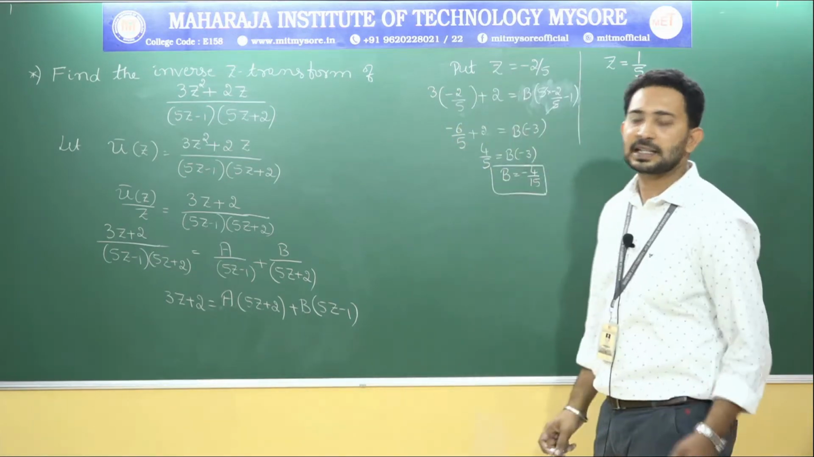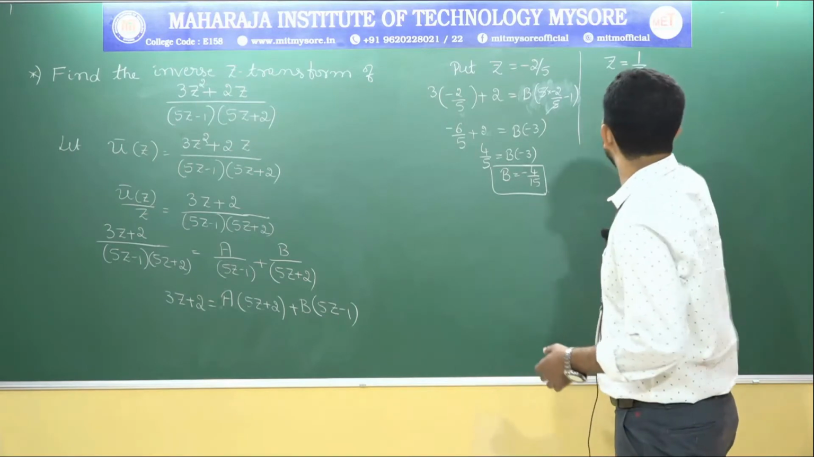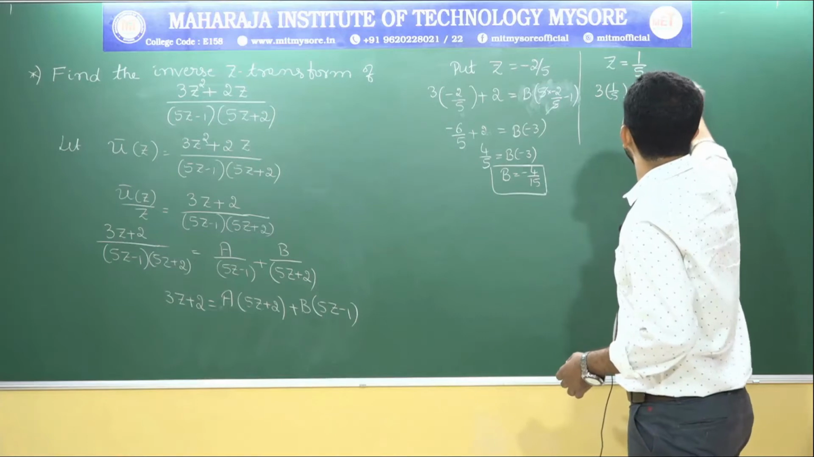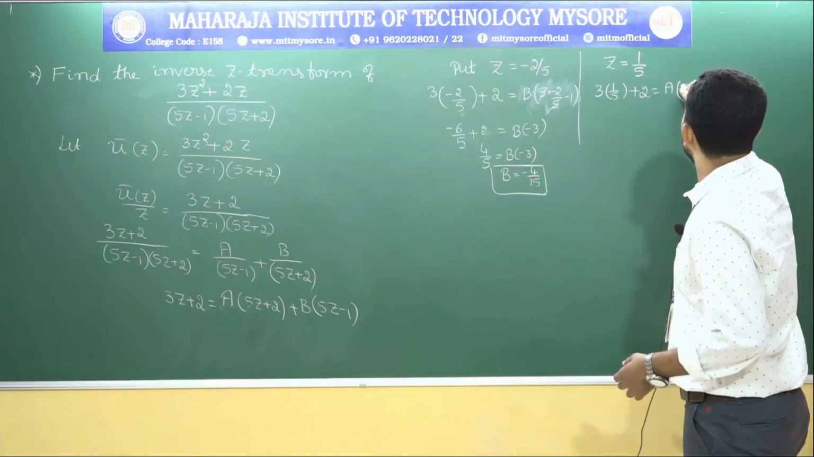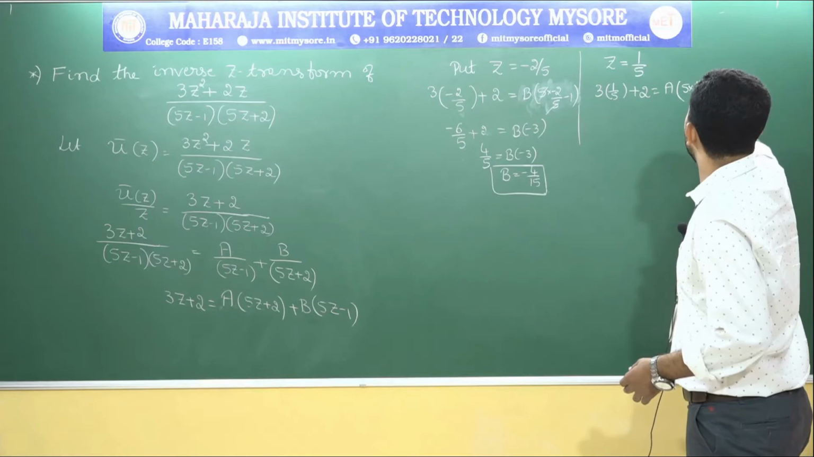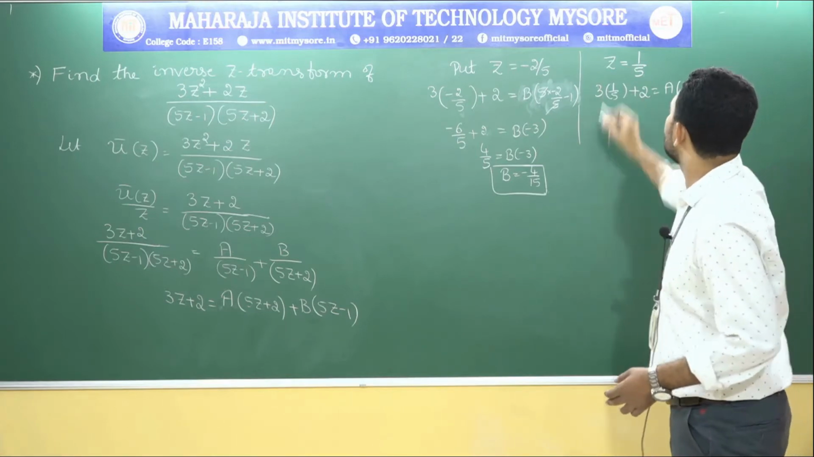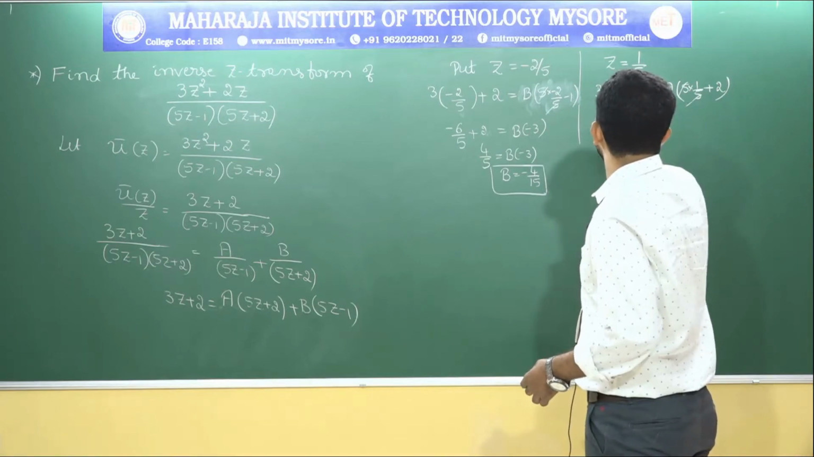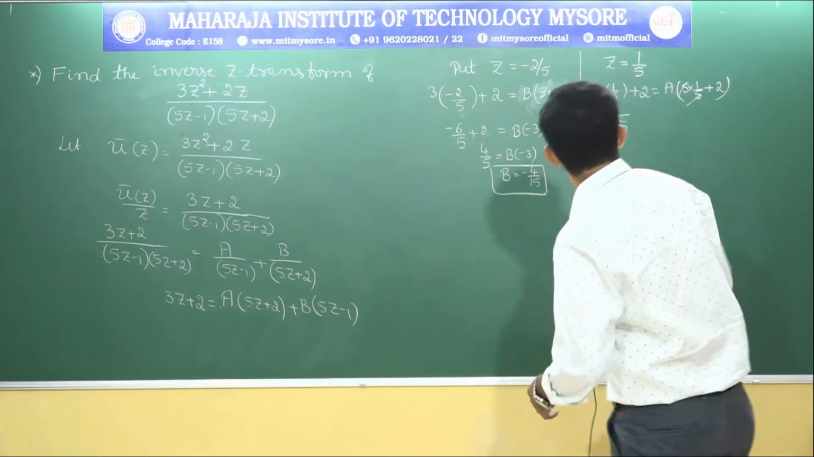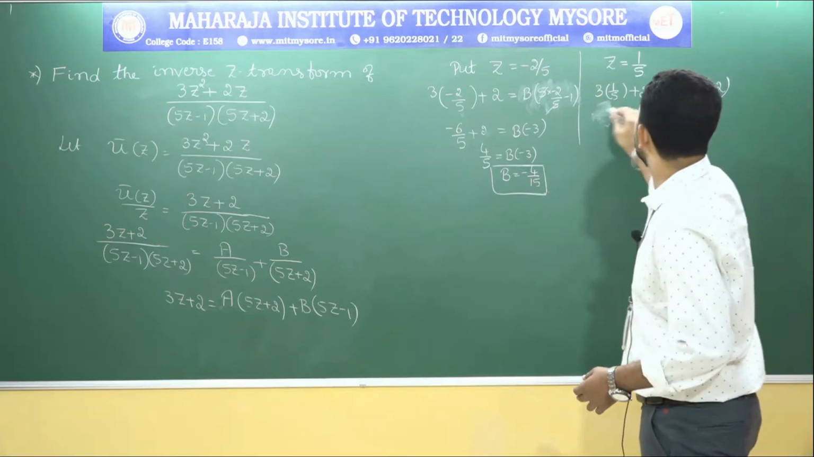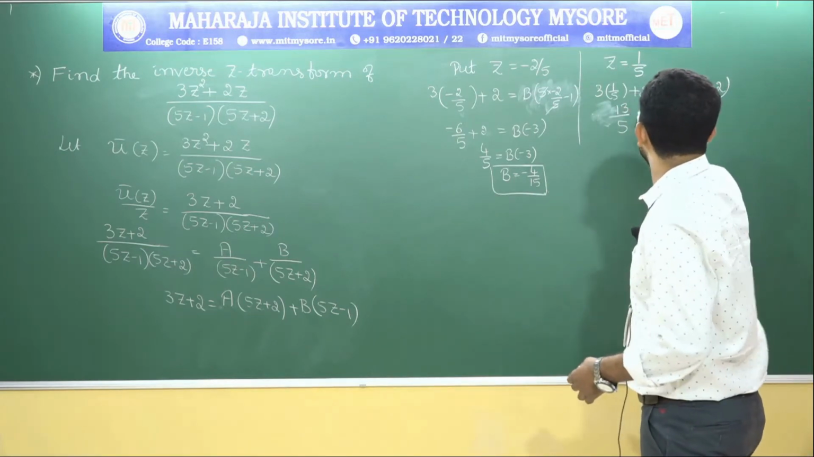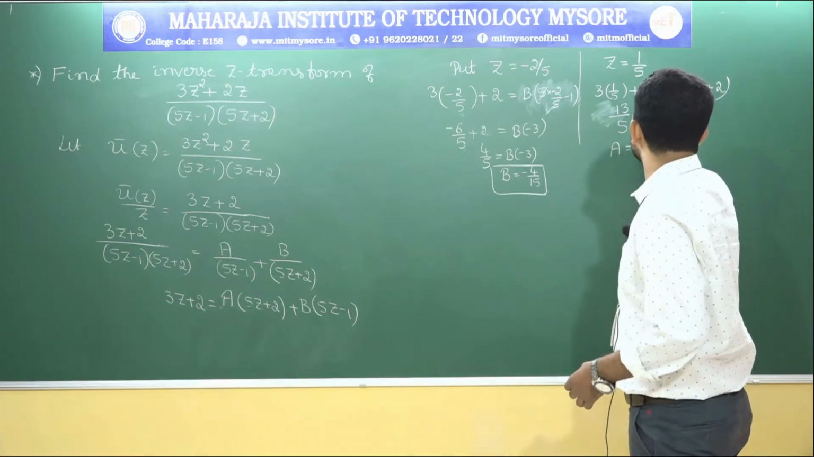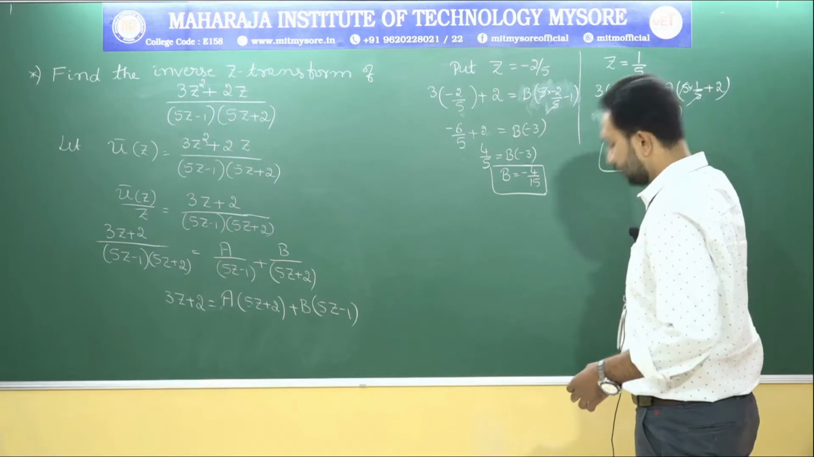Similarly, if we put z equals 1 by 5, then 3 into 1 by 5 plus 2 equals a into 5 into 1 by 5 plus 2, 2 get cancelled, so 3 by 5 plus 2 means 5 into 2, 10, 10 plus 3, it is 13 equals a into 3. So the value of a is 13 by 15.